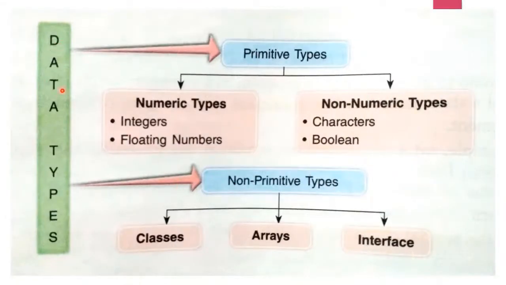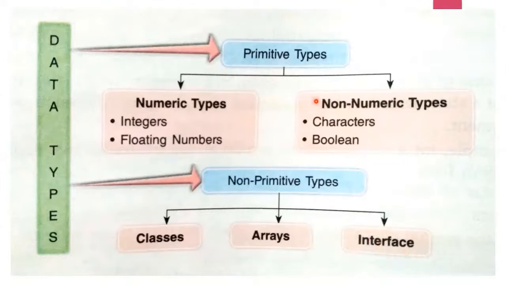In Java, we have two categories of data types. The first one is primitive data types and the second one is non-primitive data types. Primitive data types are again divided into two categories: numeric types and non-numeric types. Under numeric types, you have integers and floating numbers. Under non-numeric types, you have characters and boolean. Under non-primitive types, you have classes, arrays, and interface.